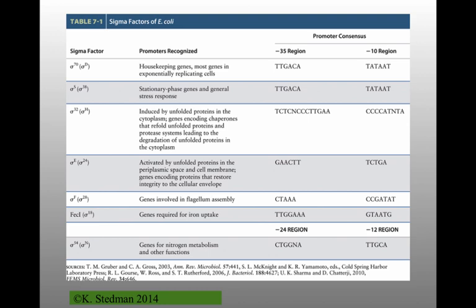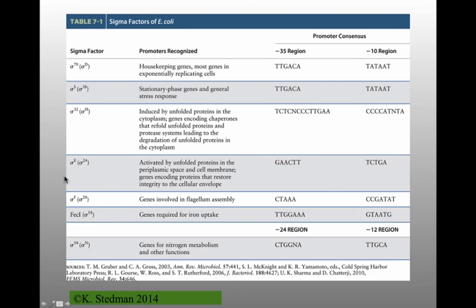Dealing with unfolded proteins. How do you deal with unfolded proteins? Chaperones, exactly. So what kinds of genes would you expect to be regulated by a promoter controlled by sigma 32? Heat shock chaperone genes. So the chaperone genes are going to be regulated by promoters that have this sigma 32 sequence that gets the polymerase to bind there.